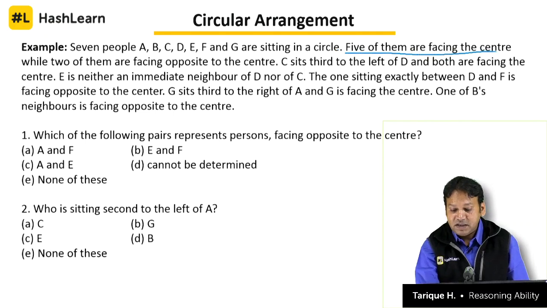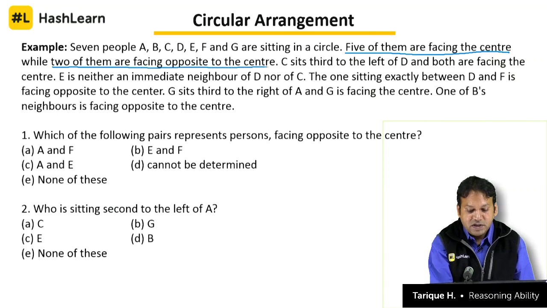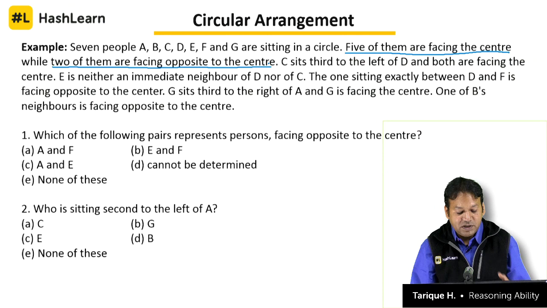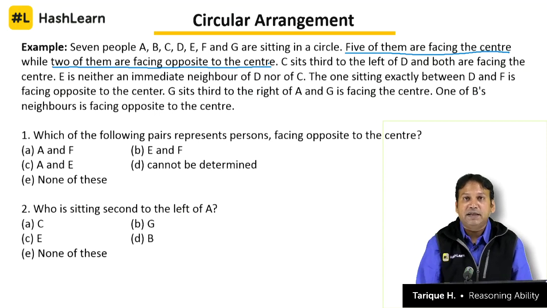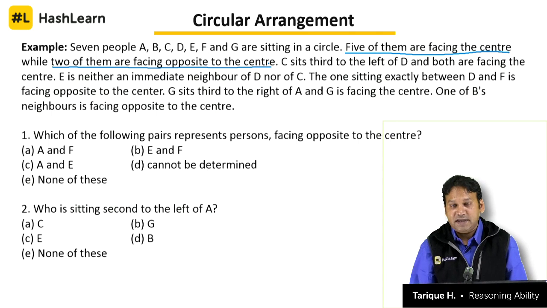5 of them are facing the center and 2 of them are facing opposite to the center. Okay? So 5 are facing towards the center, 2 are facing opposite to the center. That is the setting of the question, and then we have the clues given to you here. I have taken only 2 questions. Ideally in a puzzle set like this, you will get 5 questions or 6 questions in the examination.